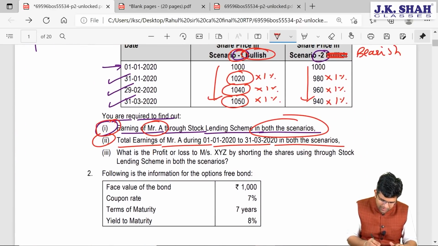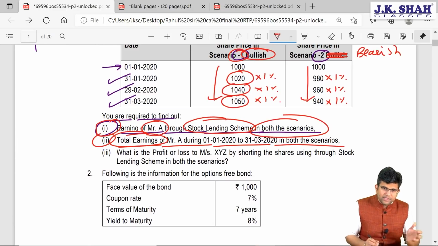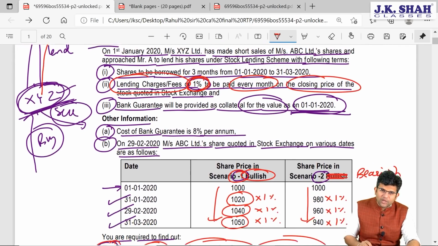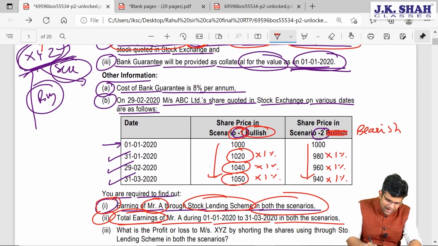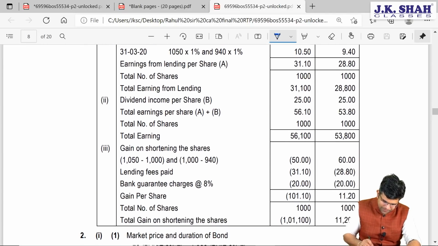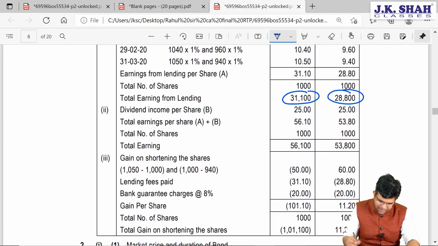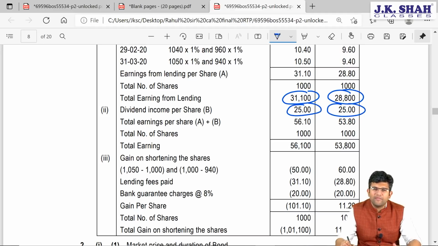In point number 1, earnings through stock lending, that we have done. Now they are saying total earnings, which means including the dividends. But since dividend data is not given, the question is slightly erroneous. And if you see the solution, children, till here everything is correct, 31,100 and 28,800. But then for point number 2, suddenly from somewhere they have got the dividend per share as rupees 25. There must have been some omission, right?